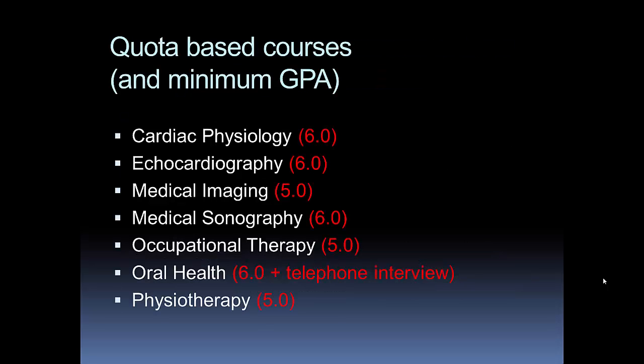Okay, and quota-based courses. At the moment, these are the quota-based courses that we have, and I've also got the current minimum GPAs listed there. So the Bachelor of Cardiac Physiology, Echocardiography, Medical Sonography, and Oral Health all have a minimum GPA of 6.0. Medical Imaging, Occupational Therapy, and Physiotherapy have a minimum GPA of 5.0. So that's the minimum GPA that you need to gain to be considered. So not to be guaranteed, but to be considered.